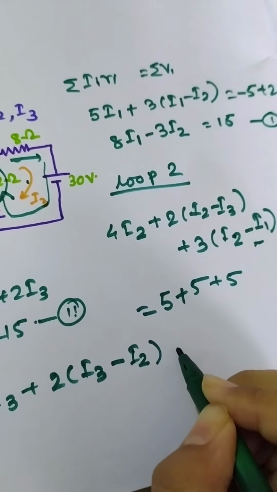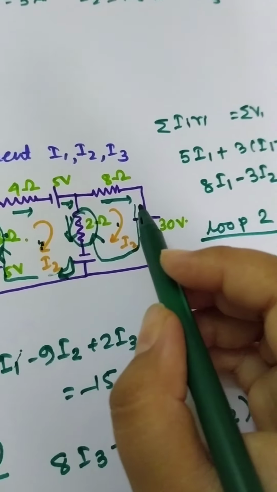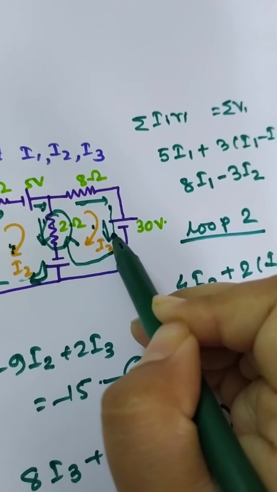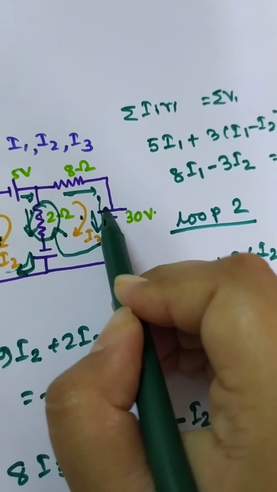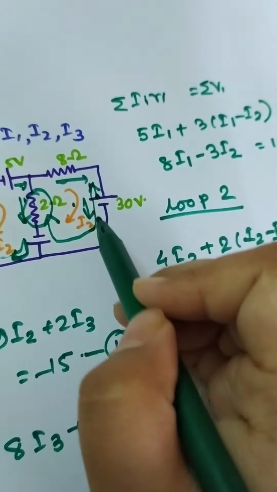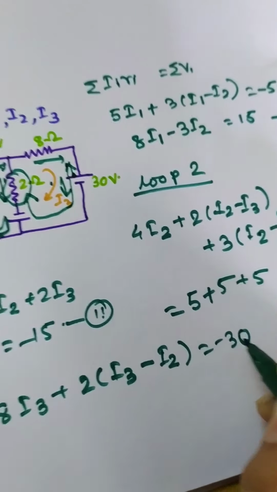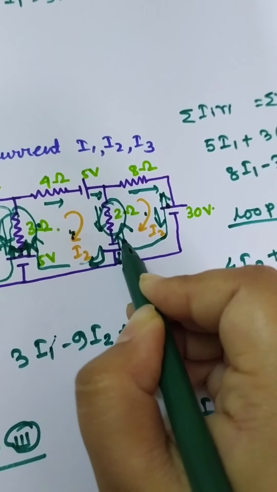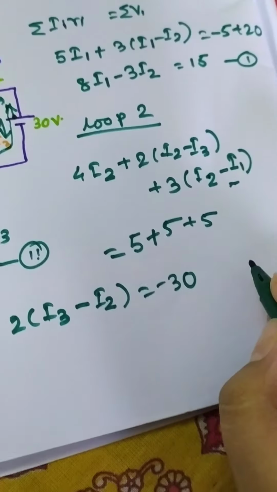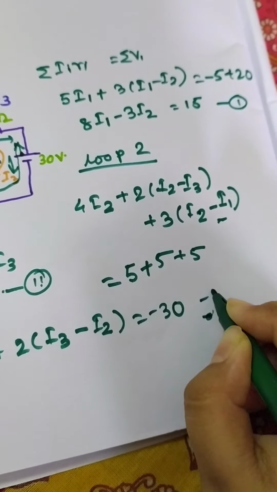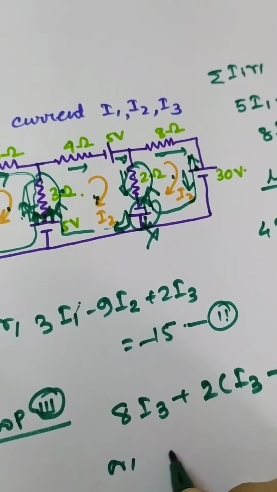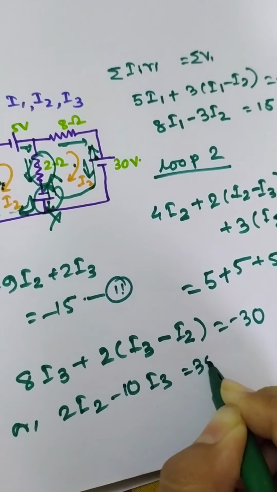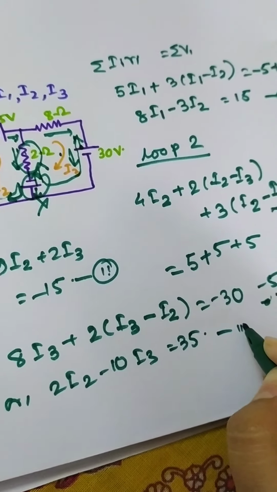Okay, and equal to, now we have to consider the voltage. Here the current is going in this direction, but it should go through the positive, upward direction, so this will be negative, minus 30. And here also current should go in this direction, but current is going in this direction, so this is also wrong, so this will be minus 5. So if we calculate this, we will get 2 I2 minus 10 I3 equal to 35. So this is our equation number 3.